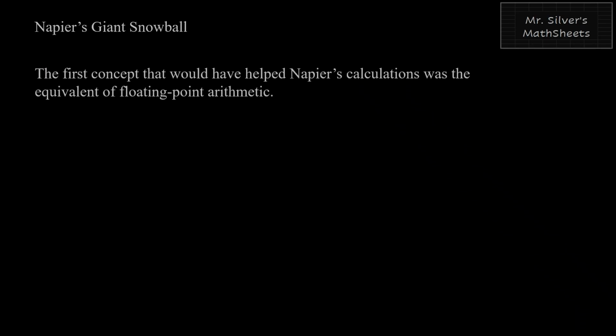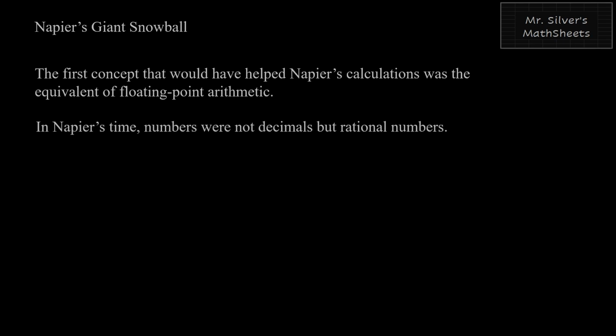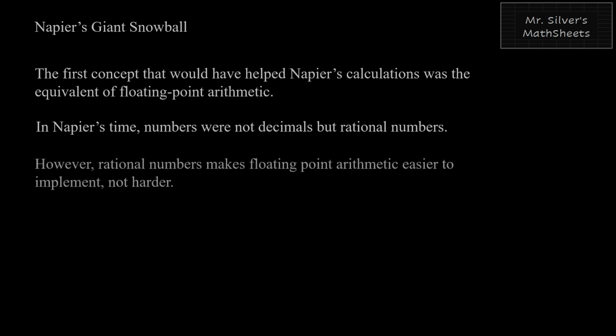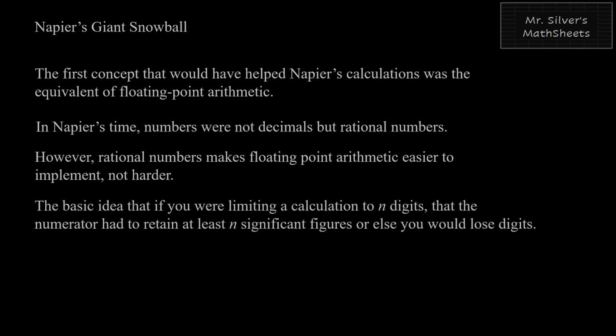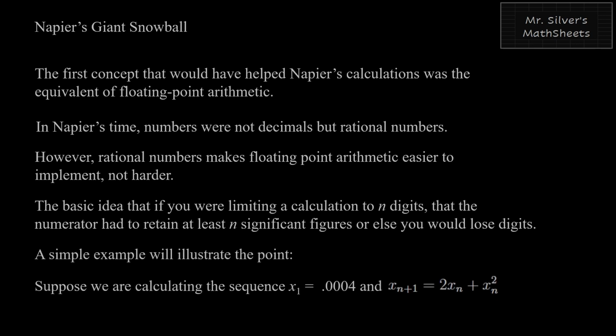So the first concept that would have helped Napier's calculations was the equivalent of floating point arithmetic. In his time, he was working with fractions, not decimal points, but that would have made it easier to understand floating point arithmetic, and I think he basically did. If you're calculating something to n digits, you need to make sure that the numerator is at least n digits large. Otherwise, you're losing digits. That's kind of common sense. A simple example will illustrate the point.